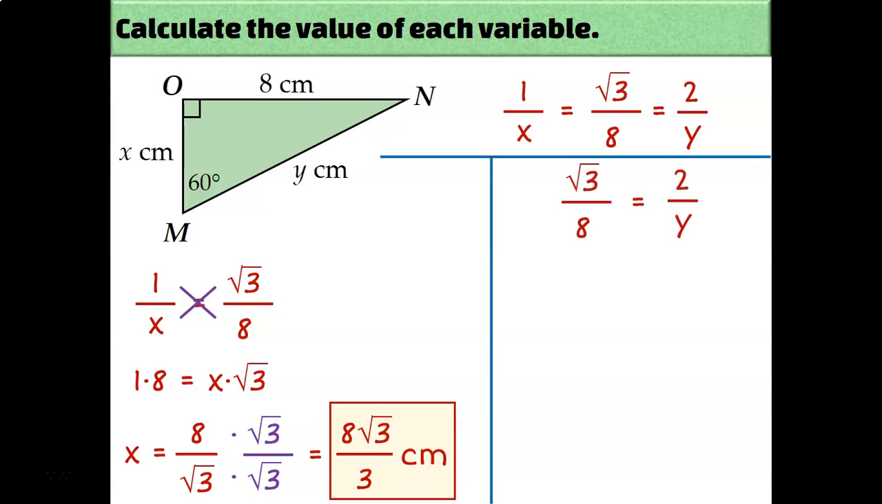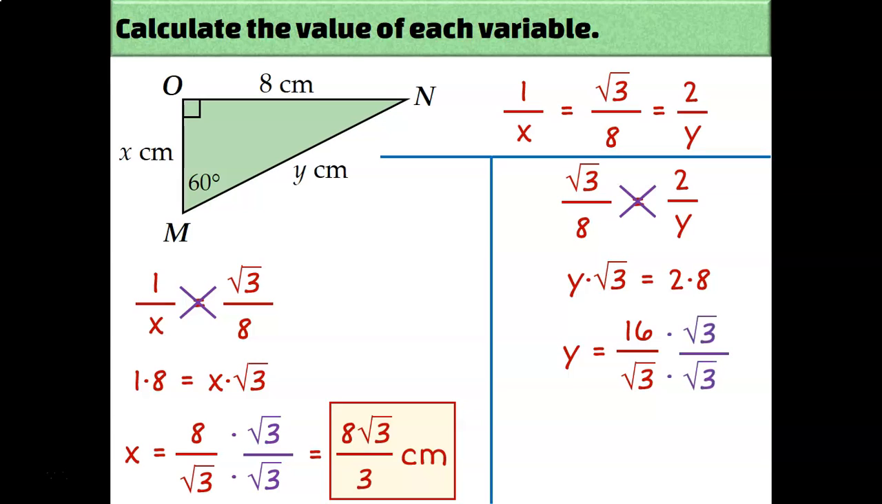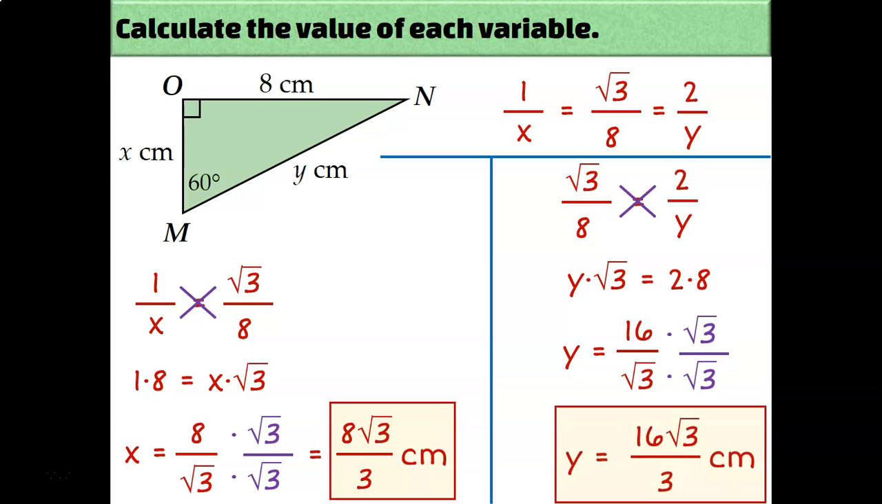Okay, now let's solve for y. So I'm going to take that square root of 3 over 8 complete ratio and set it equal to 2 over y. Cross multiply, and again I'm going to have to divide by the square root of 3. So I have 16 over the square root of 3, but I need to rationalize it by multiplying the numerator and the denominator by the square root of 3. So my answer for y would be 16 root 3 over 3.